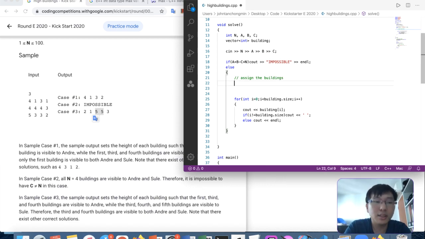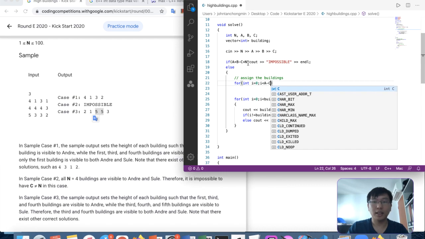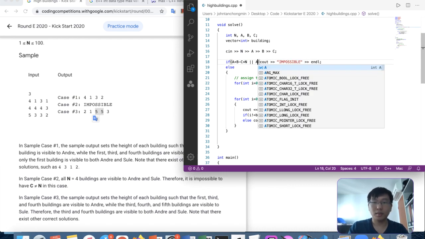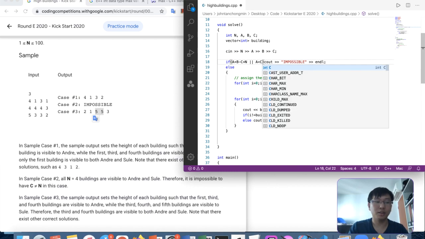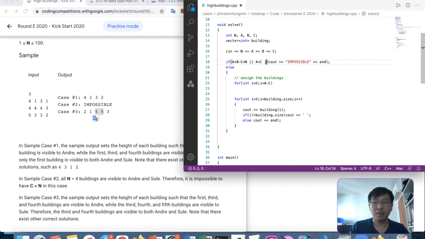So how do we assign the buildings? For the first case, for A, we take A, for int i equals 0, i smaller than A minus C. Actually there are three cases, or A smaller than C, because you cannot be seeing less than your combined, right? Or B smaller than C. So there are three cases where it's impossible.